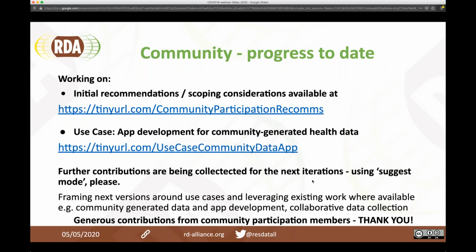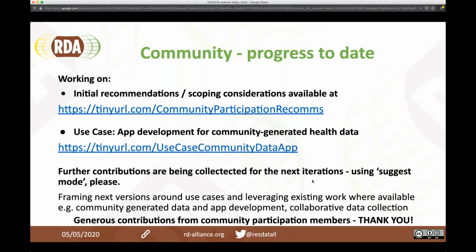Currently, in terms of updates, we are working on 2 documents. One is the initial recommendation and scoping document, which is available at the link that I've put in there. I've tried to use a tiny URL, so it might be easier to find. This initial set of recommendations was included in the overall release that was done on the 24th of April.